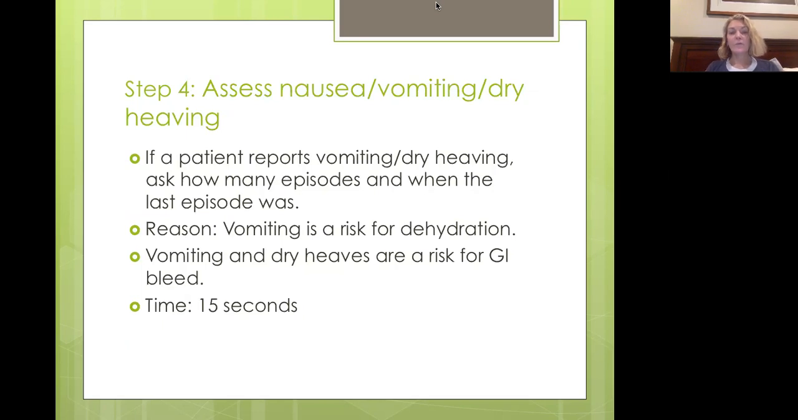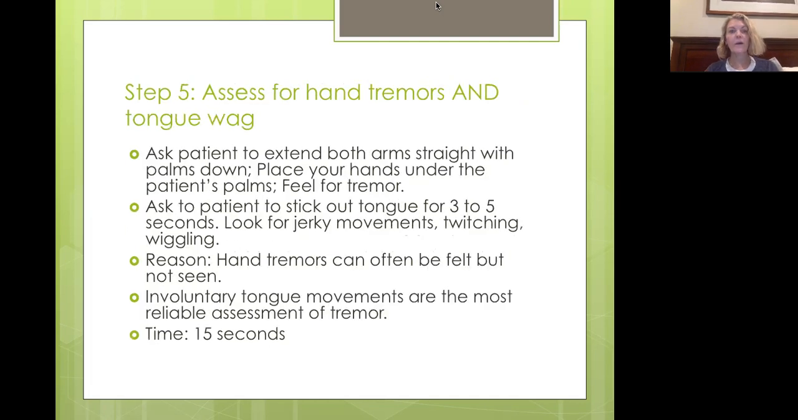Step four, assess nausea, vomiting, and dry heaving. Ask if a patient reports vomiting or dry heaving, ask how many episodes and when the last episode was. The reason why you do this is vomiting is a risk for dehydration, and vomiting and dry heaves are a risk for a GI bleed. This should take you about 15 seconds.